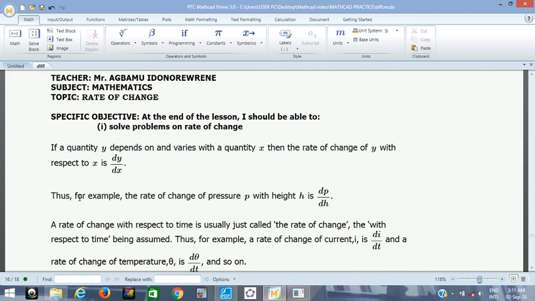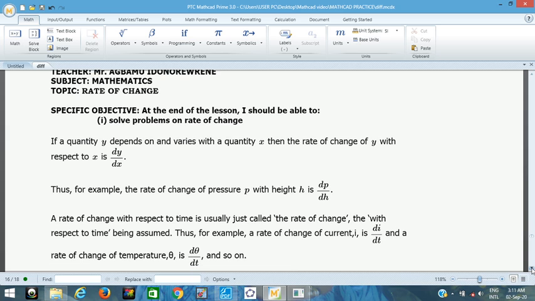So you can have another example. For example, look at this one. It says the rate of change of pressure with height is dp dh. Since pressure is p and height is h, we can say the rate of change of pressure with height is dp dh. But there's a very important aspect of this rate of change I want you to understand, which is this third paragraph we have here.